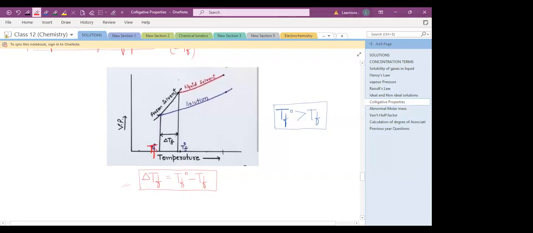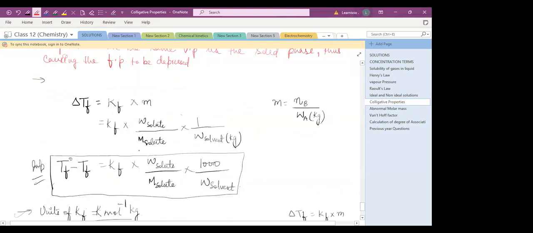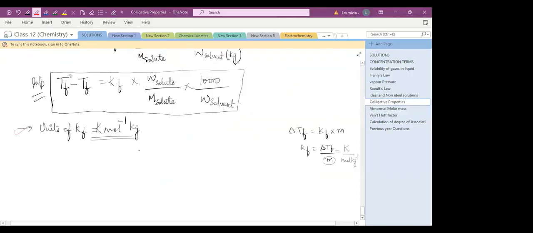Sometimes in the question they ask you to find the molecular mass of solute. So they will give you the value of the molar depression constant, and your depression in freezing point value, right? And your mass of solute, and you have to just calculate the molar mass of that solute. Okay, so this last formula.